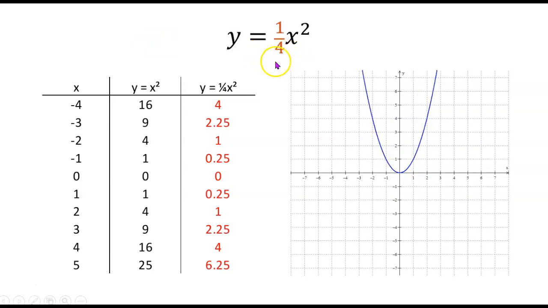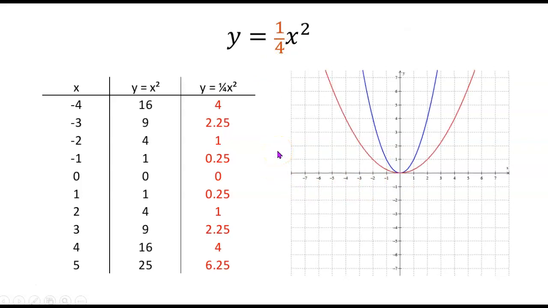If the number out in front is 1/4, y equals 1/4 x squared, now the y coordinates are only 1/4 as big, and things kind of get flattened out. All the points are only 1/4 as far up as they used to be. Instead of y being 1, y is 1/4. Instead of y being 4, now y is 1/4 of that, which is 1.